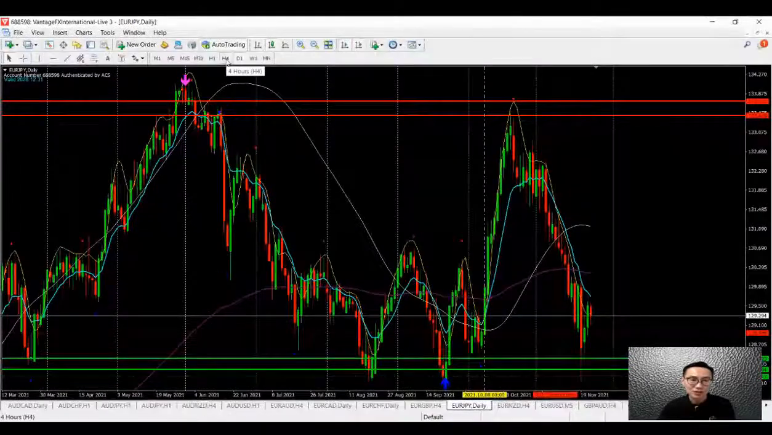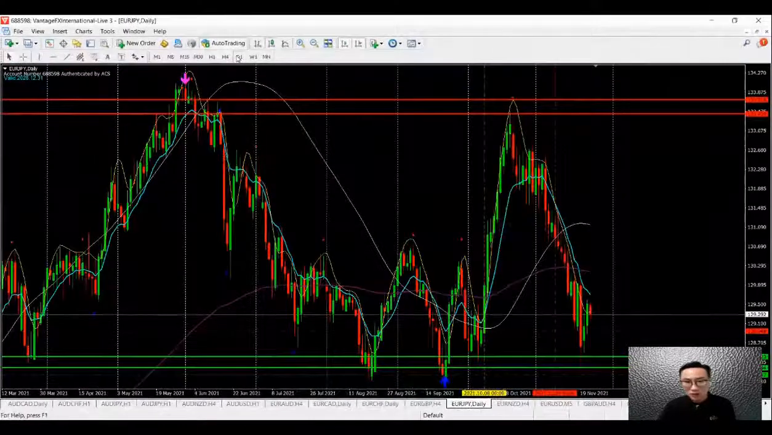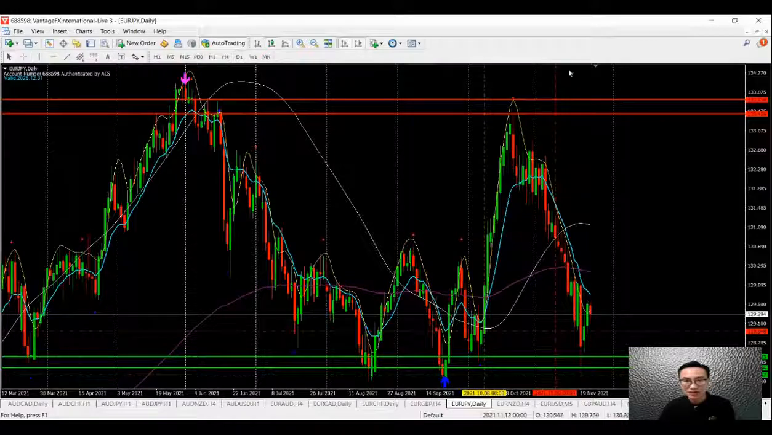Okay, alright. So now Euro Yen. Let's take a look at Euro Yen over here. What we have done is we start selling from the bear zone, all the way down today. Can you see the long wick for the past few days?